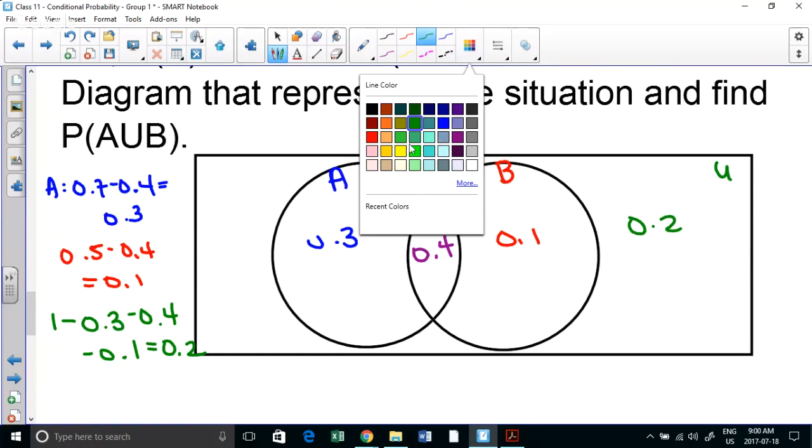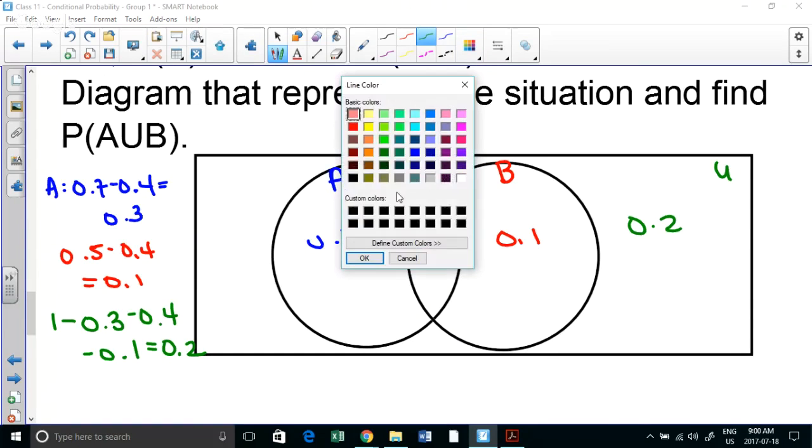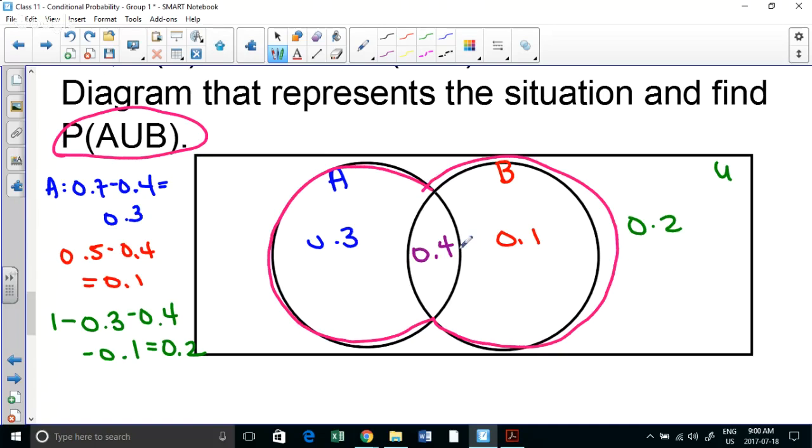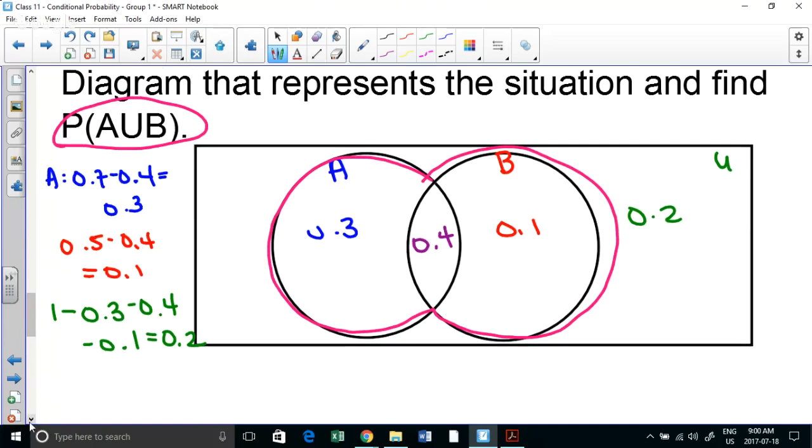Now we also remember that this means this whole thing. So the probability of A or B is going to be these three numbers added up together, which gives me 0.8.